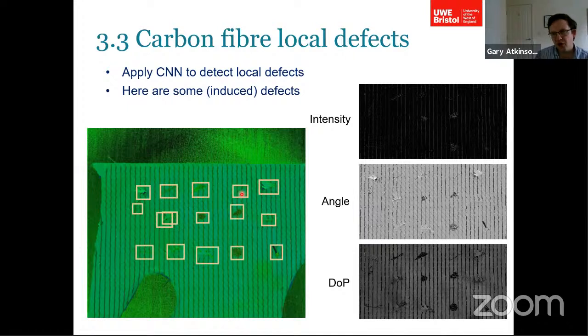And then we've applied a CNN, because you can't do too much work in computer vision these days without applying a CNN. A CNN is a machine learning method that we were able to train using a bank of manually induced defects. As you can see, it's already been quite successful at highlighting these defects. Admittedly, these are fairly large defects, but we are in the early stages of this research.